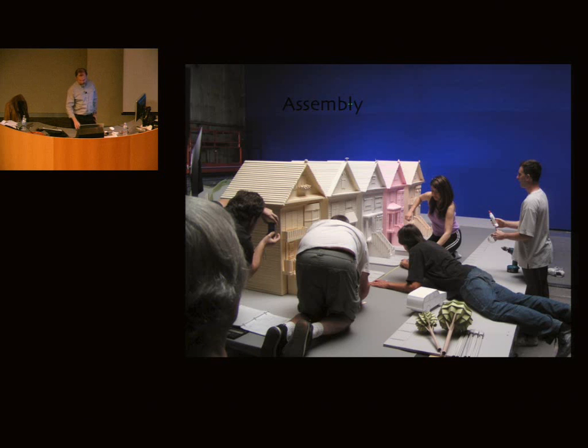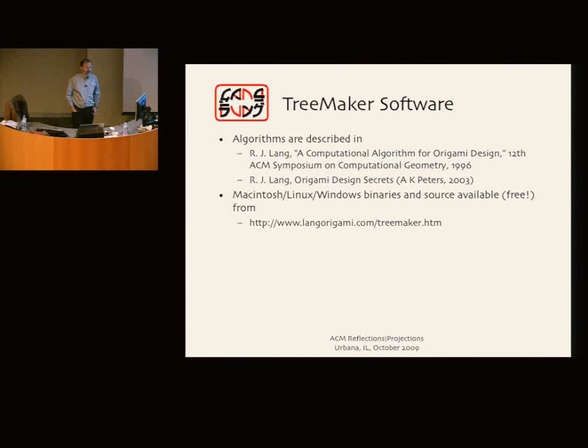So I mentioned I wrote this software that one can use to design. It's called Tree Maker. And there's this great ethic in origami of sharing and giving away your secrets and telling how things are done. And so the algorithms in Tree Maker are described both in technical terms in a paper and in lay terms in a book I wrote. And the software is open source, runs on Mac, Linux, and Windows, and you can download it from my website and do what you want with it.